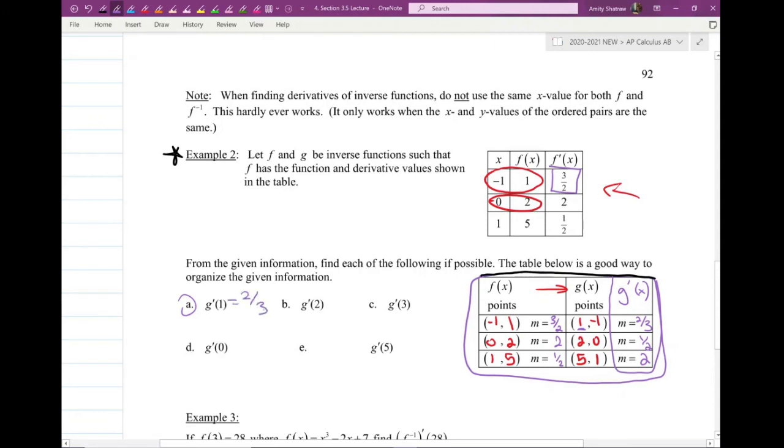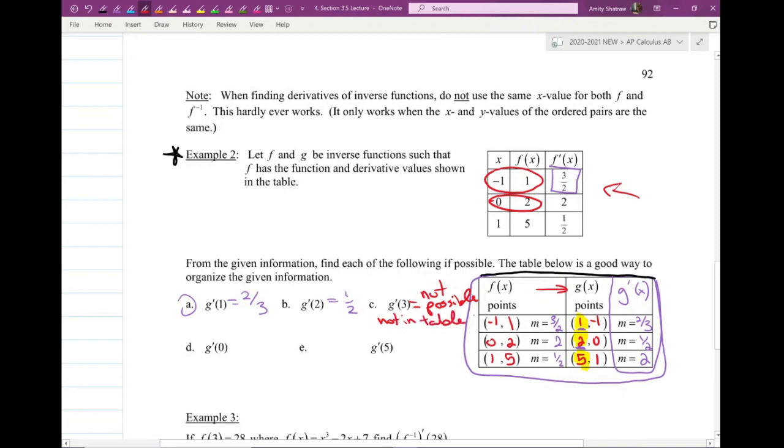Now, how about G prime of 2? Oh, well, that's where G is 2. And what's my slope? Oh, it's 1/2. Now, G prime of 3, I don't think I can find that because I move from point 1 to 2, and then I skip to 5. I was never given any information about the original function at 3 or the original derivative at 3. So I'm going to say that this one right here is not possible. It was just not given information. It's not in my table.